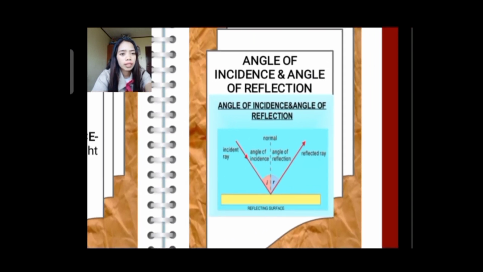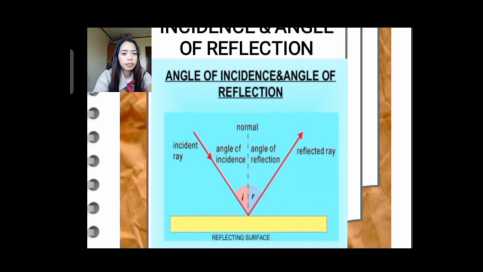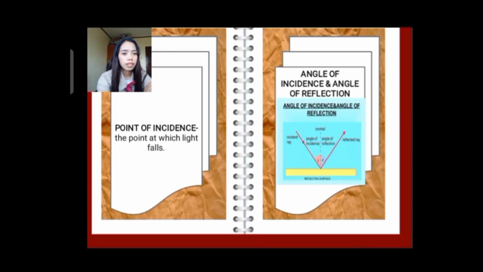Here is the example of the angle of incidence and angle of reflection. Look at the figure. We have the incident ray. It will reflect, so we have the reflected ray, and in between we have the normal, the angle of incidence, and the angle of reflection. So that is the example of angle of incidence and angle of reflection.